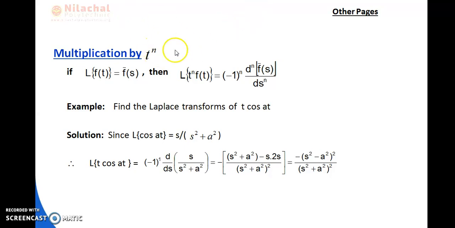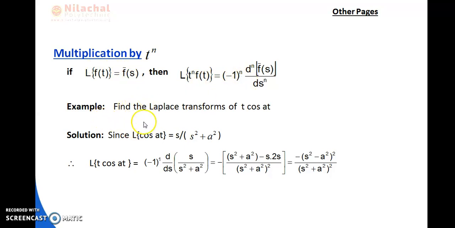Multiplication by t to the power n means when Laplace of f(t) equals F bar(s), and f(t) is multiplied by t to the power n, that is t to the power 1, t squared, t cubed and so on, then Laplace of t to the power n f(t) equals minus 1 to the power n times the nth derivative of F bar(s). For t to the power 1, it is minus 1 to the power 1 times d by ds of F bar(s), and F bar(s) you obtain from Laplace of f(t). So if your function is multiplied with t, you find the derivative of F bar(s); for t squared, the double derivative; for t cubed, the triple derivative; and simultaneously minus 1 to the power n.